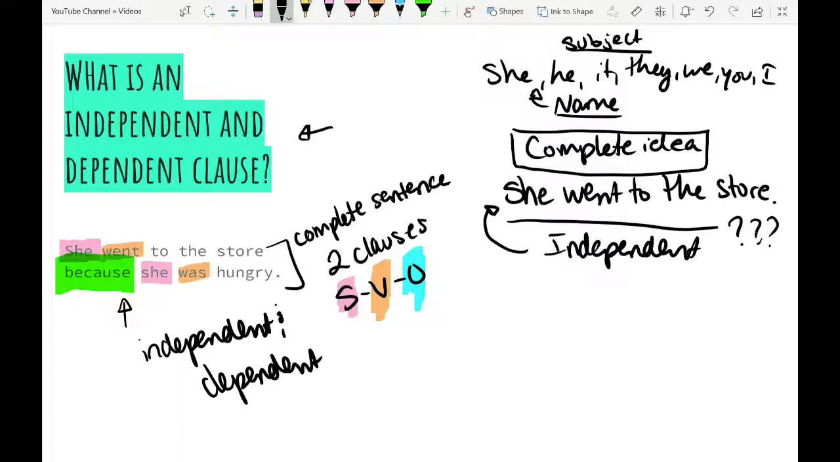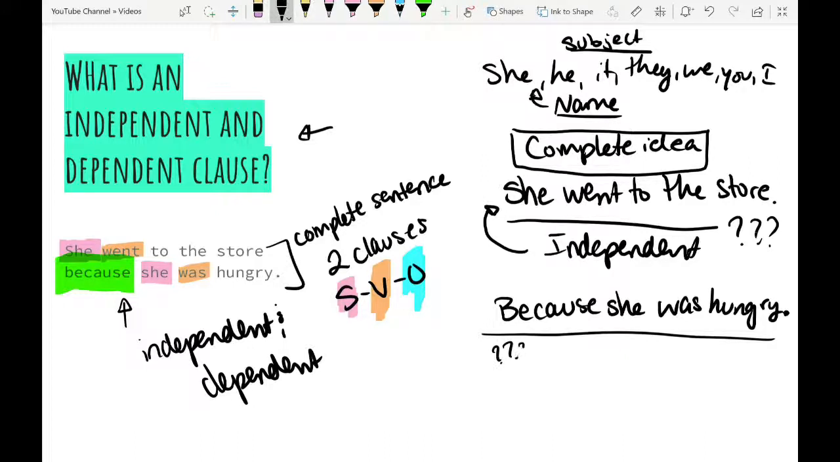Perfect. Done. If I went up to you and said, "because she was hungry," you would have no idea what I'm talking about. This is when the questions start showing up. Because she was hungry, what happened? Because she was hungry, she ate 100 hot dogs? Maybe? I don't know. Because she was hungry, we don't know what's going on. And this is what we call our dependent clause.